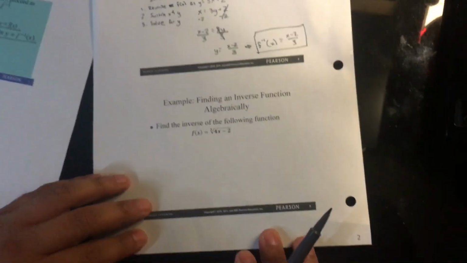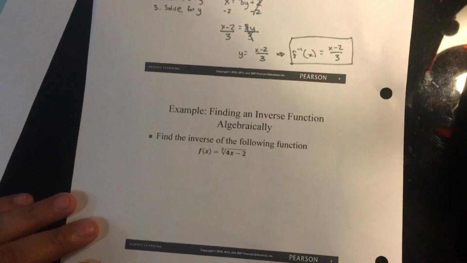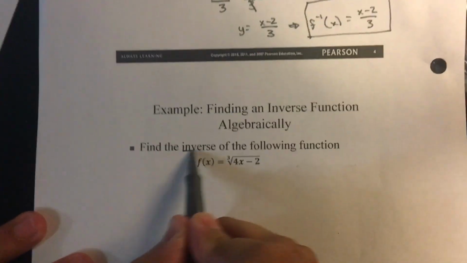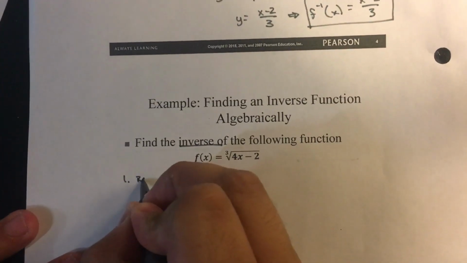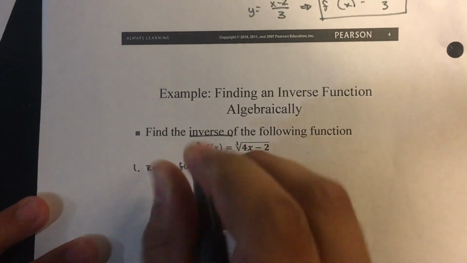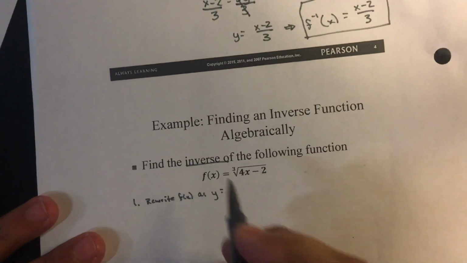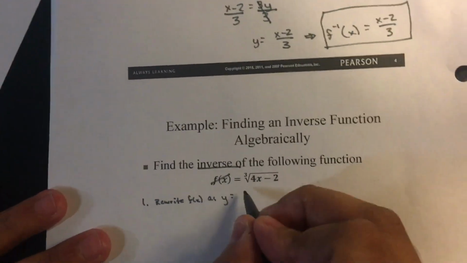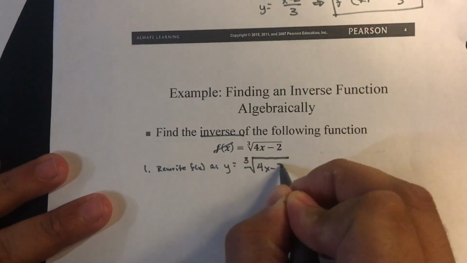Okay. So next problem here. Again, all we're doing here is finding the inverse. So the first step was to rewrite f of x as y equals. The only thing I have to do here is change this f of x and turn it to y equals. So this is the cube root of 4x minus 2.